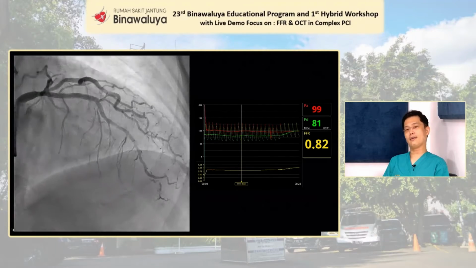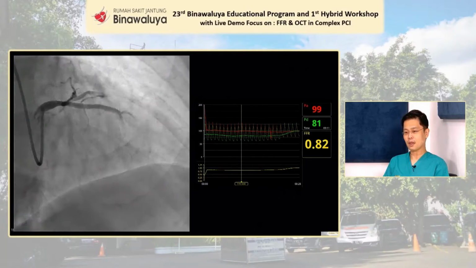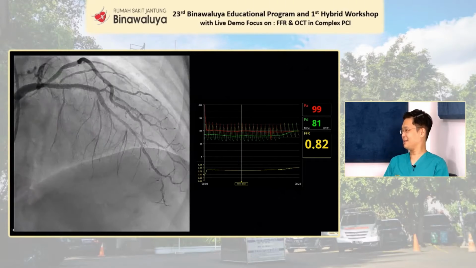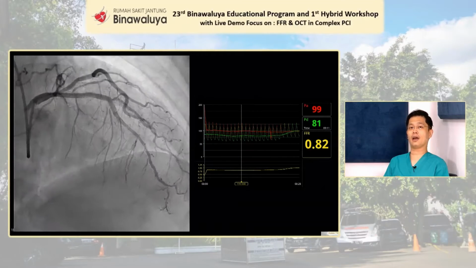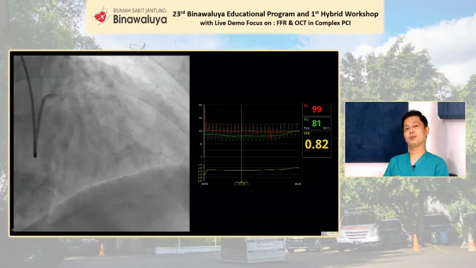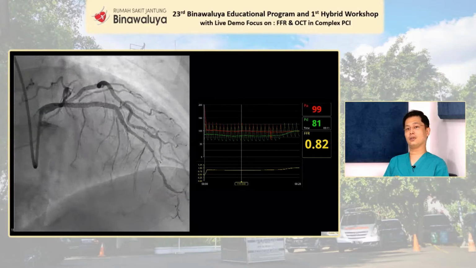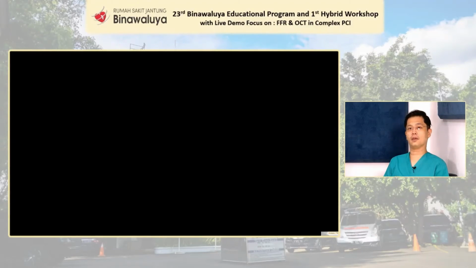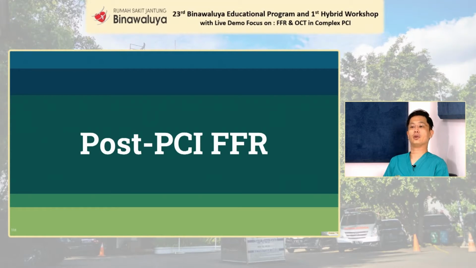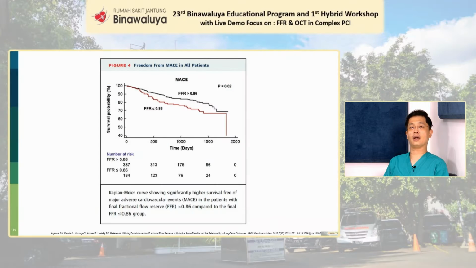Now, there have been many questions about what should be ideal and what is not ideal. I think what is ideal and what is not would really depend on how much more you can do. In this particular case, although it was 0.82, as you can see, distally, the disease was rather diffuse. So this is very acceptable in my opinion as to why it became 0.82. So the overall concept of post-PCI FFR is as per what you see on screen.